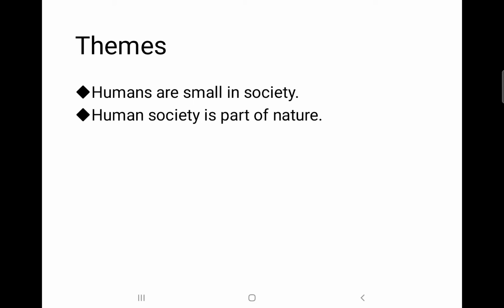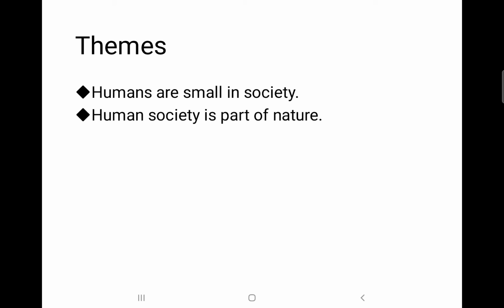So, if we look at it, we have very specific themes such as humans are small in society. These streams of people actually look like a petal, just a petal. So humans are small in society. So it has a kind of demeaning, disempowering notion associated with it. But on the other hand, we could also read it differently and we say that human society is part of nature. And it becomes empowering.